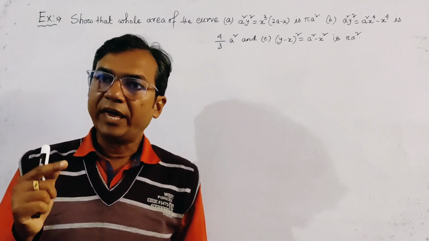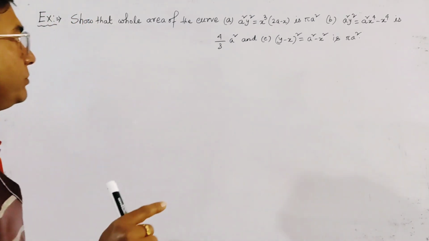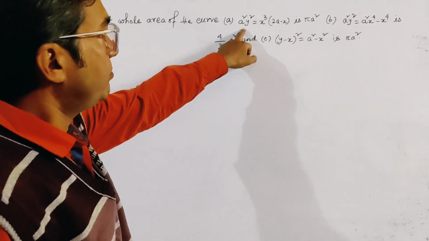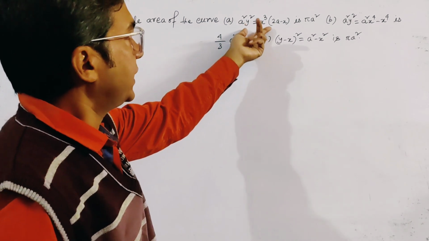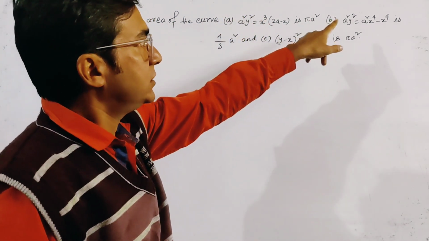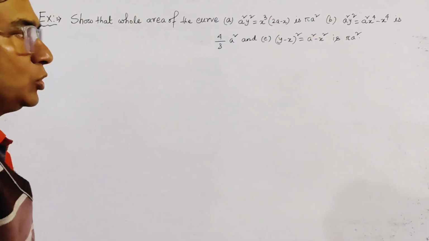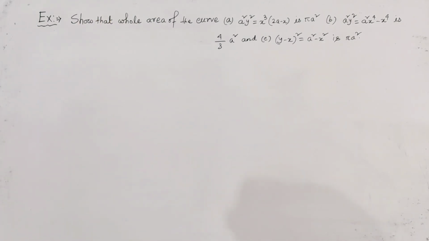This is a problem on the area of a plane curve, and it consists of three parts. In the first problem, a curve is given and we have to show that the area of the whole curve is this, and similarly in the second and third problems. We first solve the first problem.